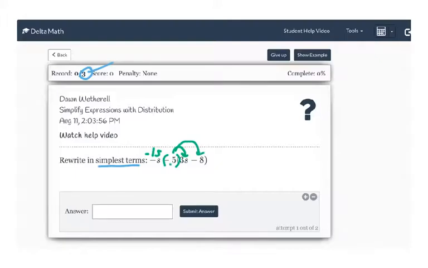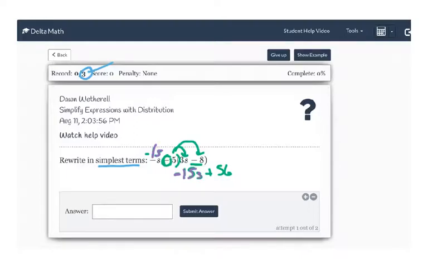So I'm going to take negative 5 times 3s, and I get negative 15s. And I'm going to take my negative 5 times my negative 8, remember your signs, and that gives me a positive 40. So now I have a negative 15s. Sorry, negative s, I can't read my writing. Negative 1s minus 15s plus 40.